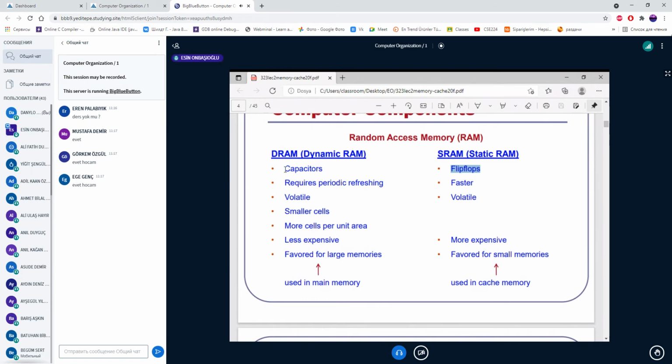Now, what is specific with the capacitors? Capacitors' charge decreases by time. So in order to keep the information without any loss, you have to periodically refresh the capacitors. And that refresh operation takes time. Therefore, dynamic RAM is slower than static RAM. Flip-flops do not require refreshing, so static RAM is faster.